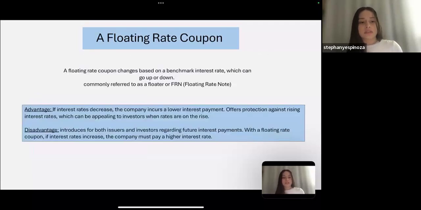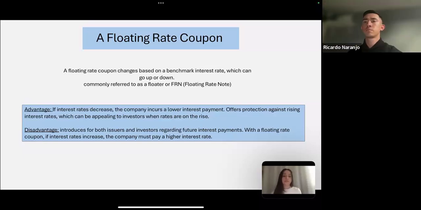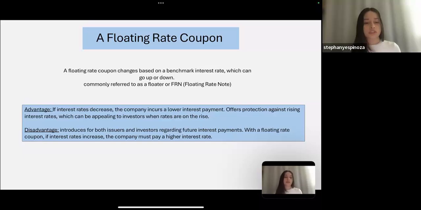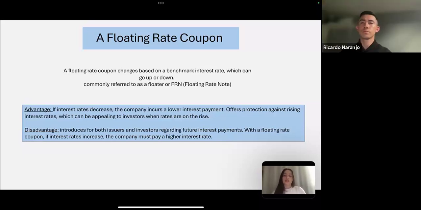Next slide, please. I'll also be discussing the floating rate coupon. A floating rate coupon changes based on the benchmark interest rate, which can go up and down. It is also referred to as a floater or FRN. An advantage is if interest rates decrease, the company can incur a lower interest payment. It offers protection against rising interest rates, which can be appealing to investors when rates are on the rise.